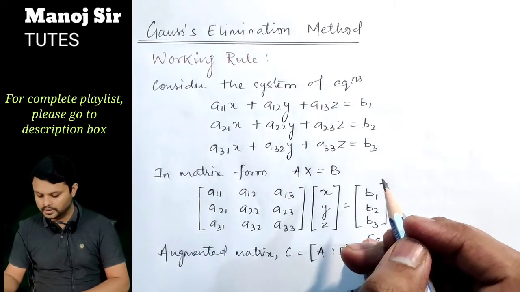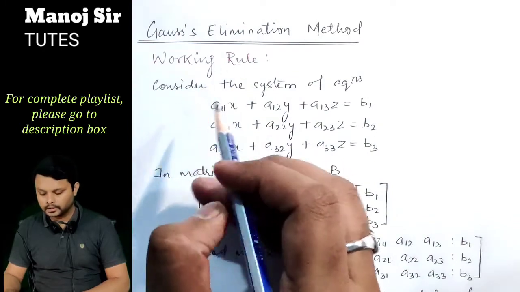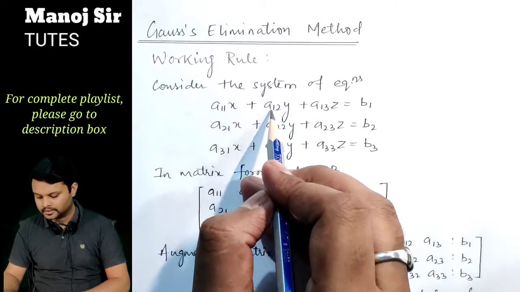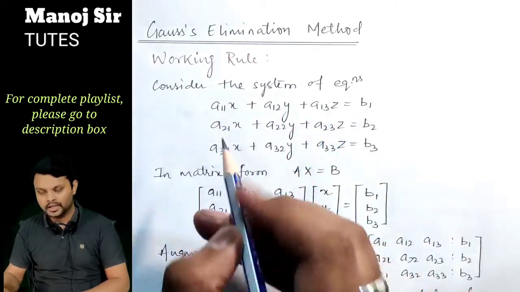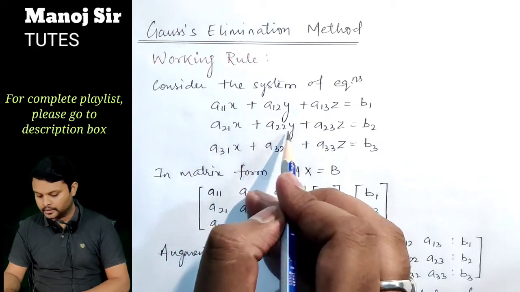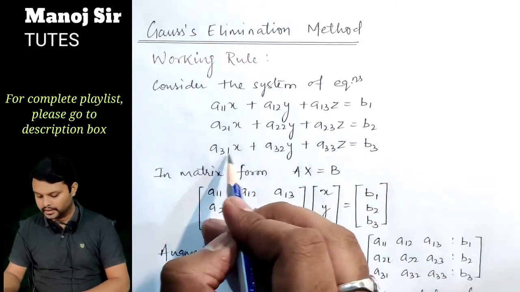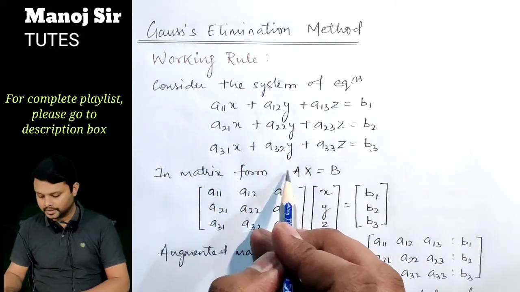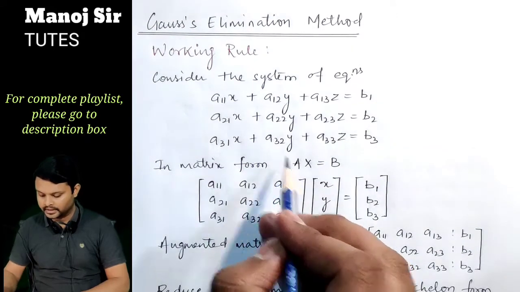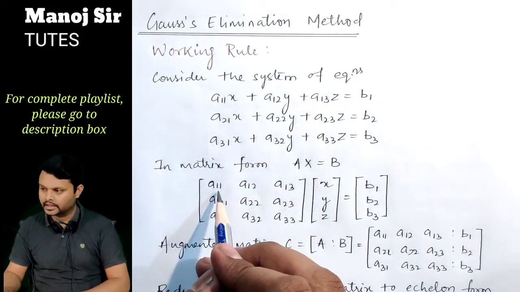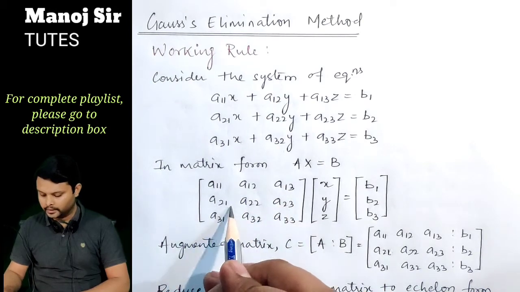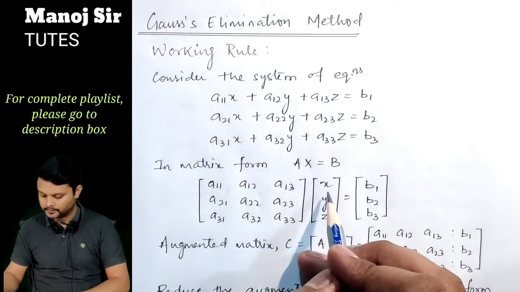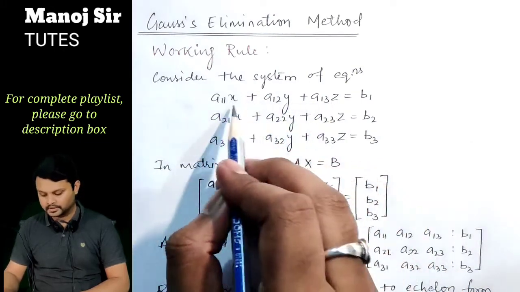First we are going to discuss the working rule of the Gauss elimination method. Consider the system of equations a11x + a12y + a13z = b1, a21x + a22y + a23z = b2, a31x + a32y + a33z = b3. We can rewrite this in matrix form, that is AX = B. What is A? That is the coefficients of x, y and z: a11, a12, a13, a21, a22, a23 and a31, a32 and a33. What is X? That is the variables x, y and z.